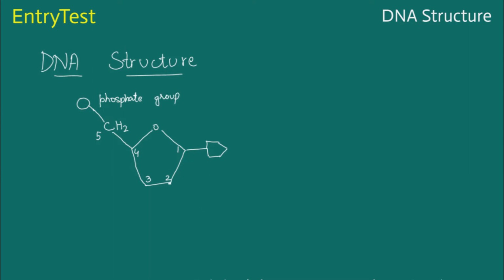And this ring that you can see, this is the sugar. So we call it a 5C sugar because it has 5 carbon atoms. First, second, third, fourth, and fifth one is here outside the ring. So this is a 5C sugar. And in case of DNA, it is deoxyribose. And this over here is the nitrogenous base. In case of DNA, there are 4 nitrogenous bases, A, T, G, and C.